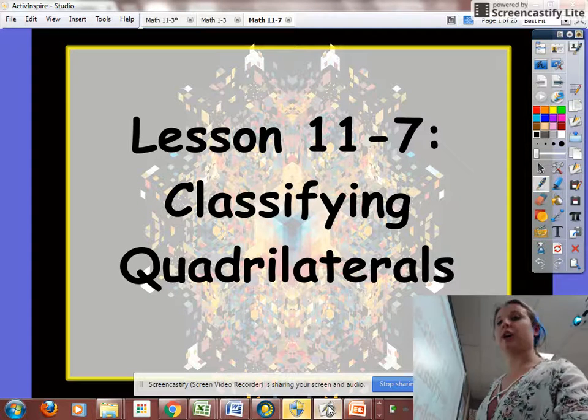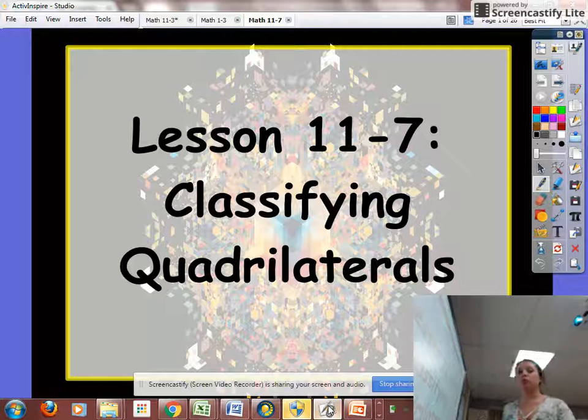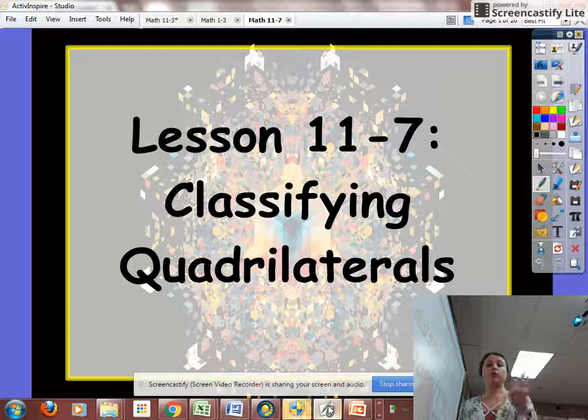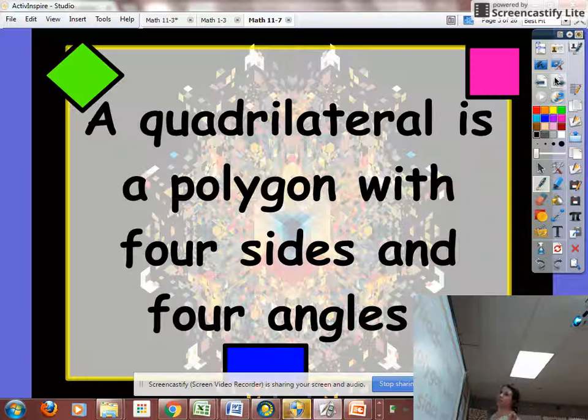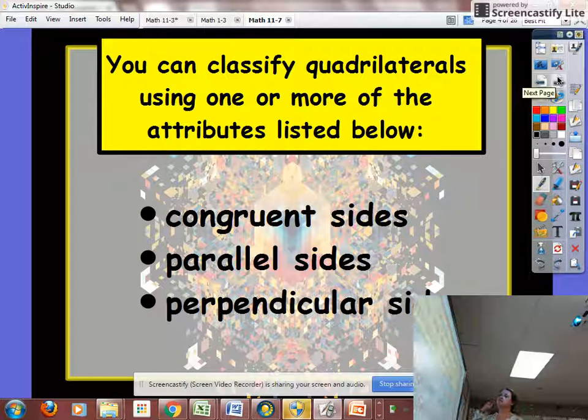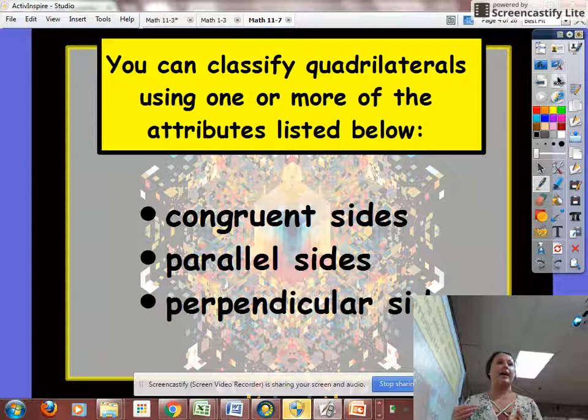We're now moving into classifying quadrilaterals, which we've learned about, that's a four-sided shape. So that's what we're doing. I can classify them. Okay, so you can classify quadrilaterals using one or more of the attributes listed below. They have to either have congruent sides, parallel sides, or perpendicular sides, and depending on what they have makes them what quadrilateral they are.